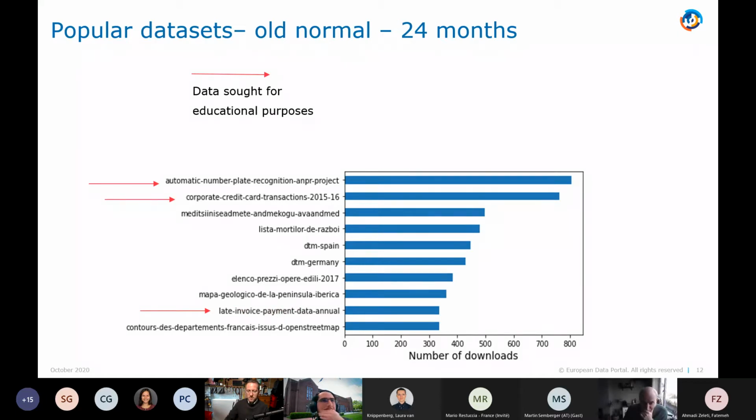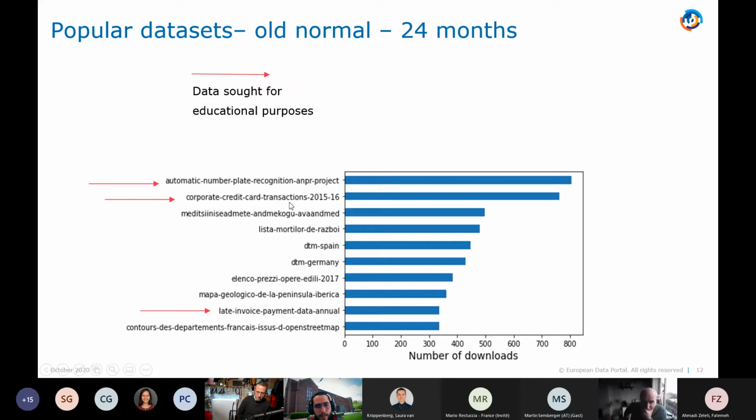When we cross this data with data about how people came to these datasets and what keywords they used to arrive at these datasets, we think that in fact people here are not really looking for credit card transactions from 2015-16 for this very particular borough of the UK. They're really looking for credit card transactions because both transactions and number plate recognition are things that are very often used as exercises in data science and machine learning courses. So this is why we think this is people looking for examples of generic data and not these very specific number plate or card transactions.